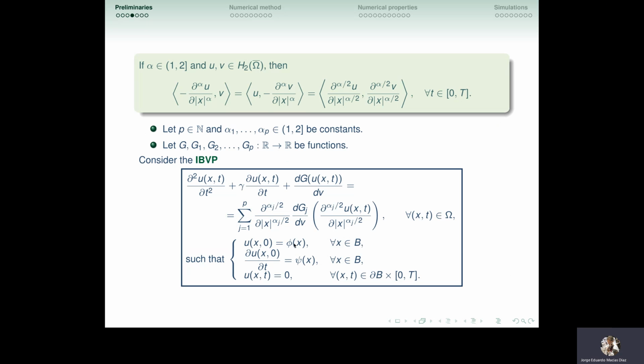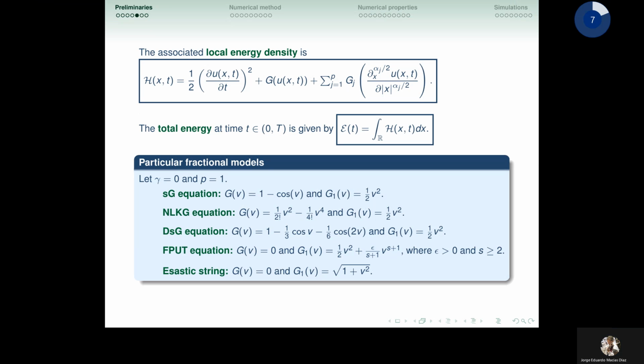We impose also initial and boundary conditions. Associated with this system, there is a local energy density, which is given by this expression. Notice that this first term is actually the kinetic energy, and the other two terms are potential energy. The total energy at time t is given by the integral of the local energy density. In other words, E is equal to the integral of H.